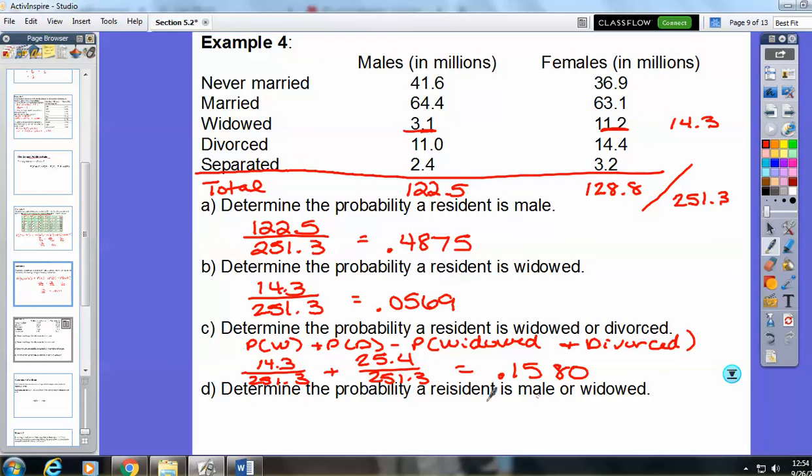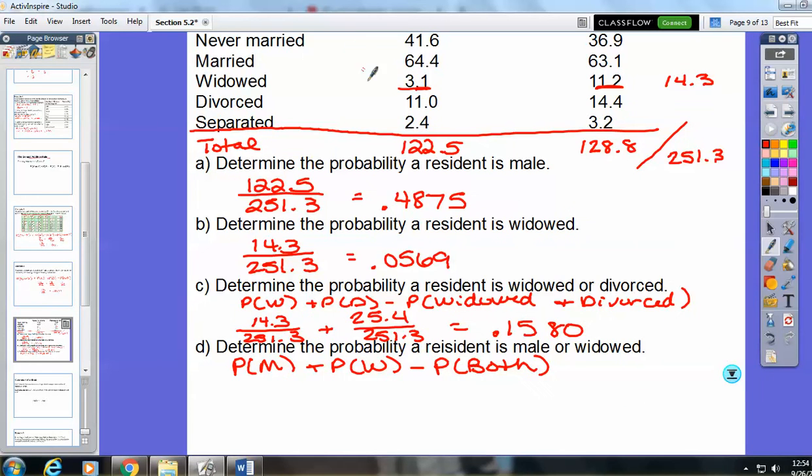So 0.1580. The probability the resident is a male or widowed. So that's probability of male plus the probability widowed minus the probability of being both. The probability of being male was 122.5 over 251.3. The probability of being widowed, and you could use the decimals we already found, I'm just going back to the fractions because of rounding error.